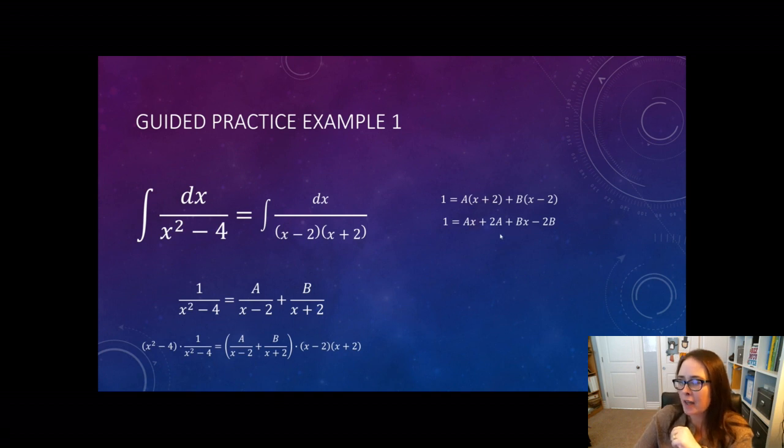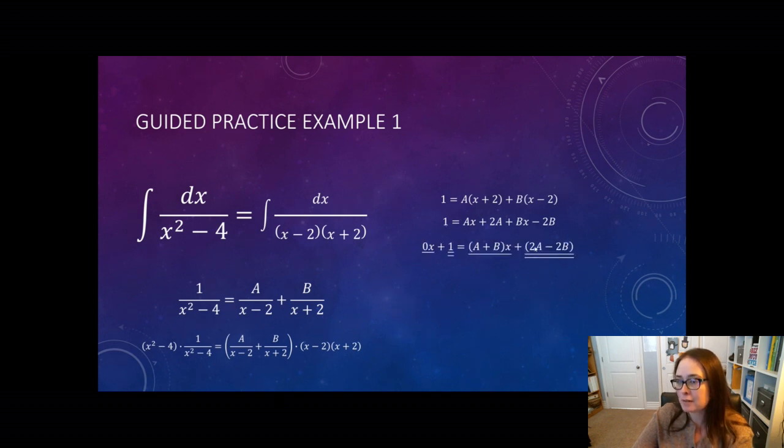For instance, I have an ax and I have a bx, and on the left side, I have no x term. And these two sides have to be equal. So that means that these two x terms would have to add up to 0 in order to match the lack of an x term on the left side. Then I also have a 2a and a minus 2b. And those are constant terms because there's no x there. So those are going to have to add up to equal the constant term of 1 on the other side.